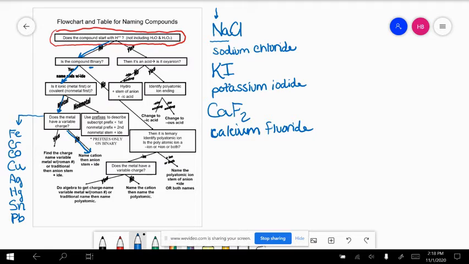So let's do a couple more. How about this one? It doesn't start with H+, it's binary. It is ionic. Lithium does not have a variable charge, so it is lithium sulfide.